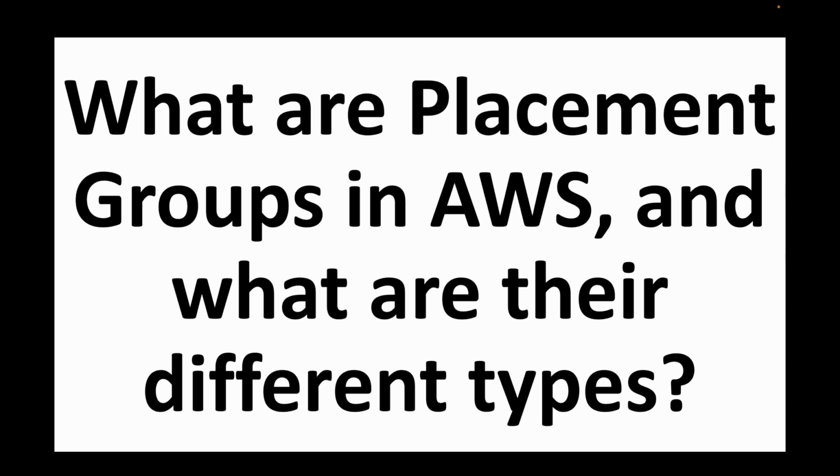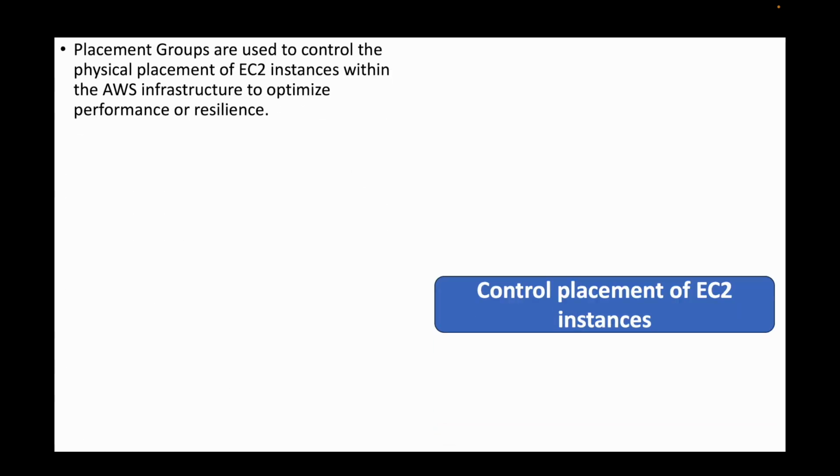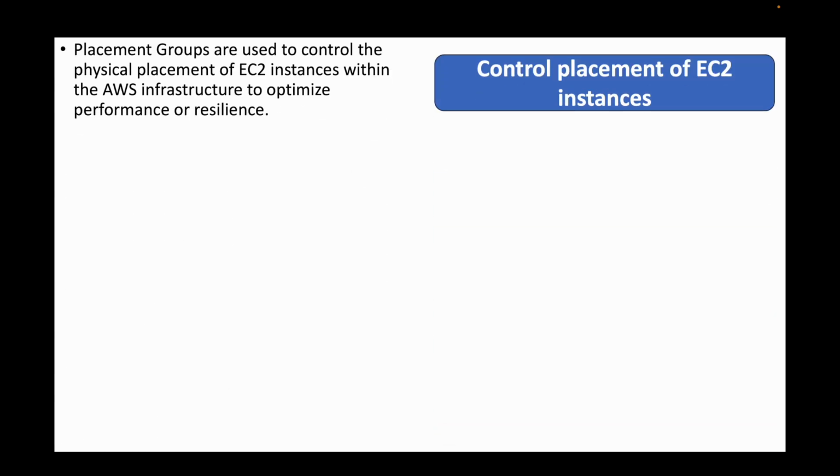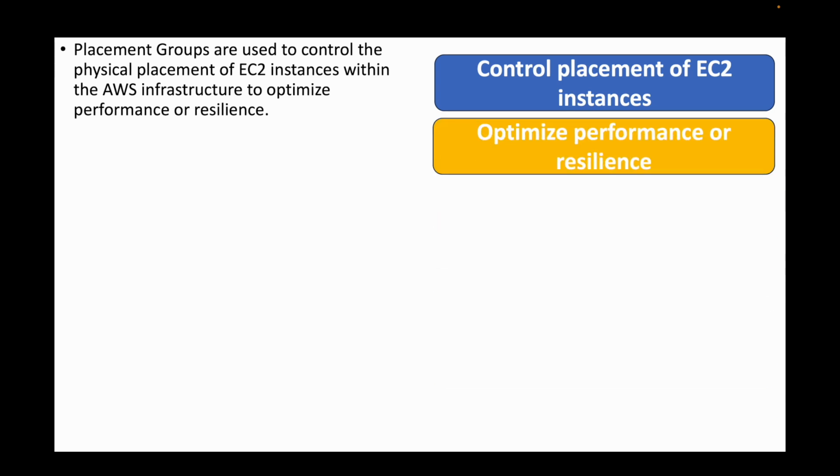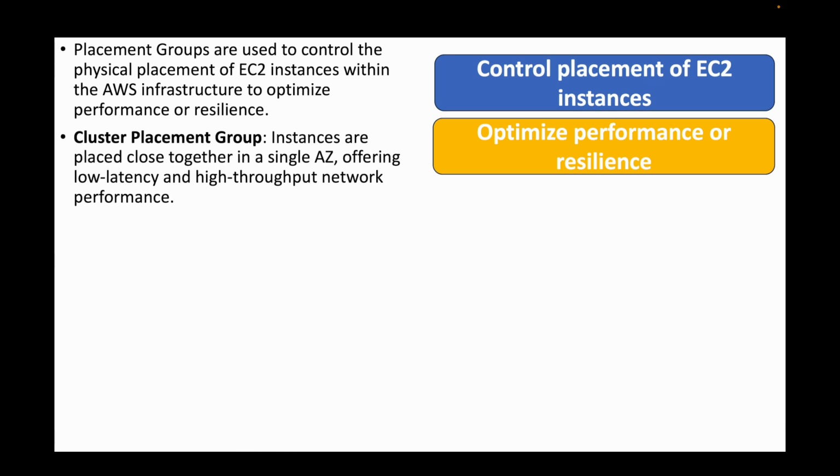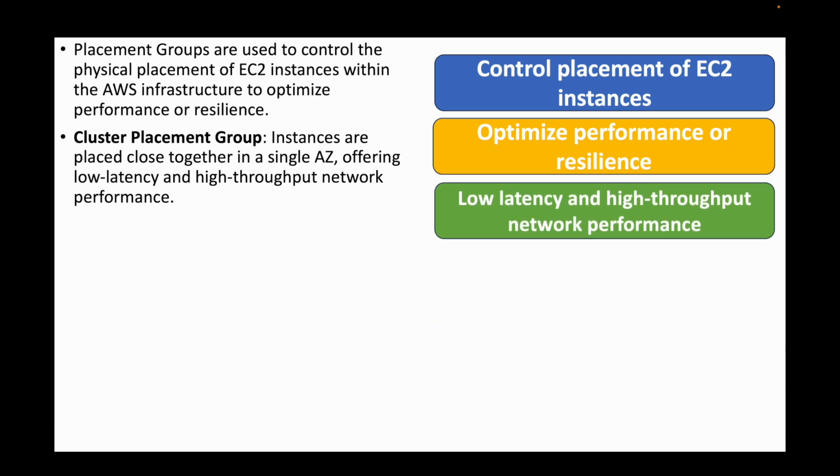The next question we have is, what are placement groups in AWS and what are their different types? Placement groups can be used when you want to control the placement of your EC2 instances. Within the AWS infrastructure, if you want to optimize the performance or the resilience, you can make use of placement groups. This will help you control where your instances will be placed. Under this, you have the cluster placement group.